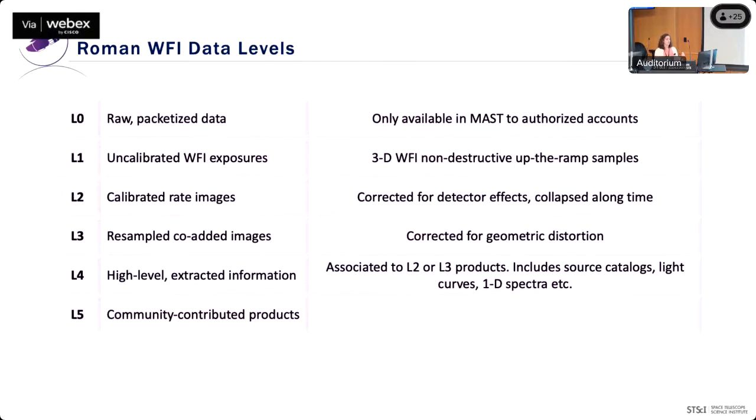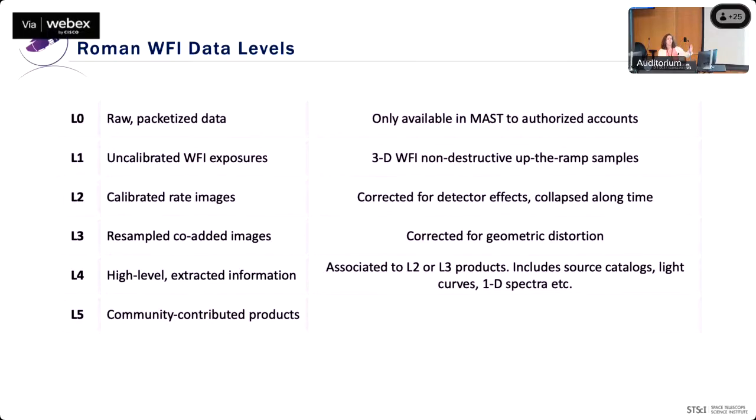Then we have level 4, which are the high-level extracted information. So this is a variety of data types. They go from catalogs, like source catalogs, variability catalogs, to all the spectral products. So your individual 1D spectra, combined spectra, catalogs of spectra, they're all high-level, level 4 products. Then we have a final level that we're not going to discuss today, which are the level 5 products that will be the community-contributed products.